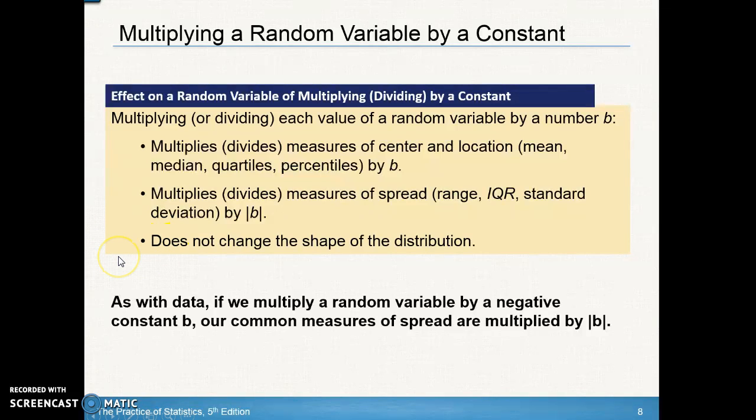Remember, this didn't change the shape. It's still approximately normal, not going to make it skewed right or left, okay? So as with data, if we multiply a random variable by a negative constant, this is the tricky part. Just remember that your spread is always multiplied by the absolute value, because our measure of spread is always a positive number. It's never a negative number. And then we just talk about the direction, above the mean or below the mean.